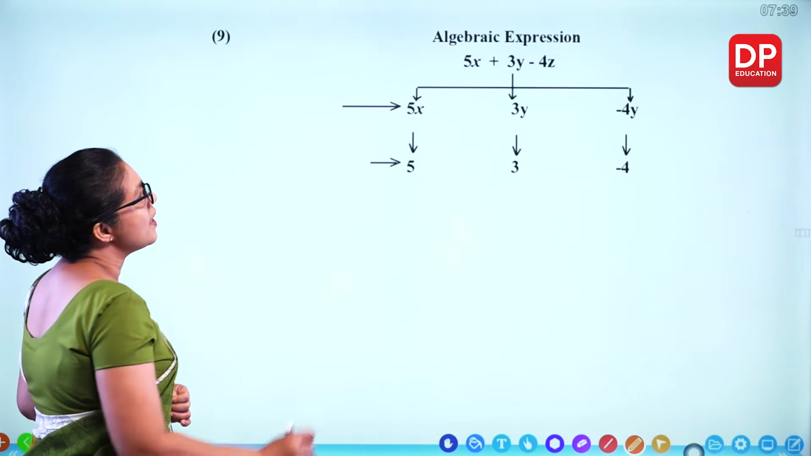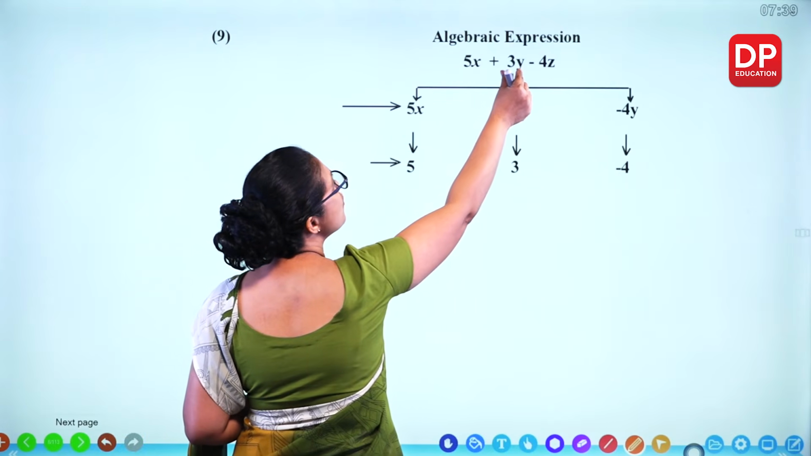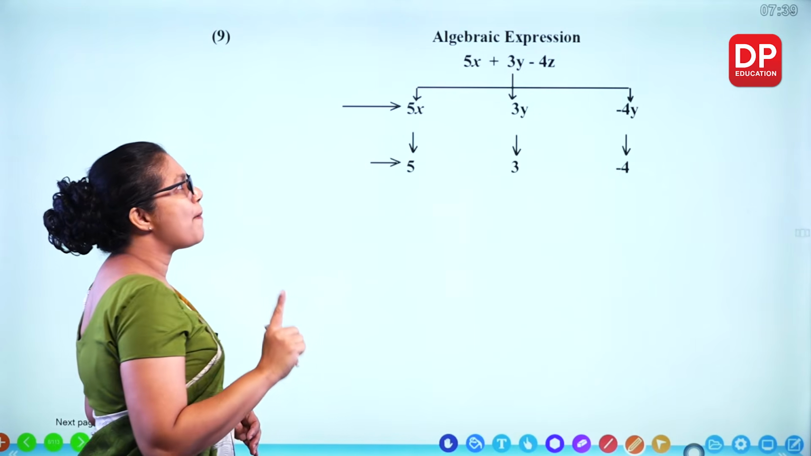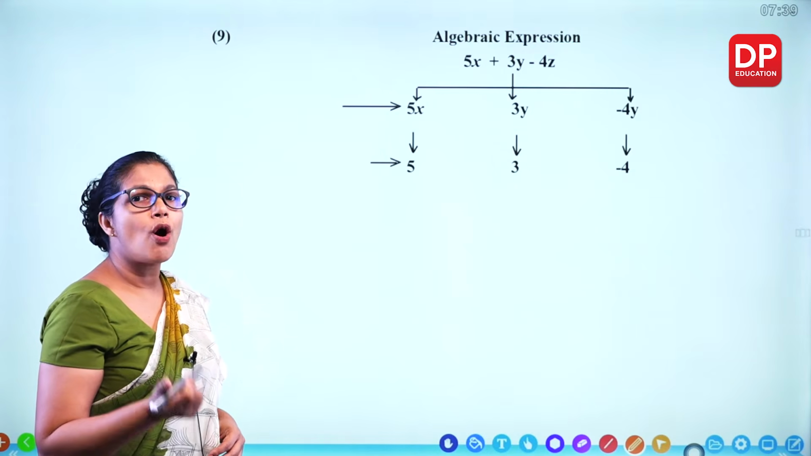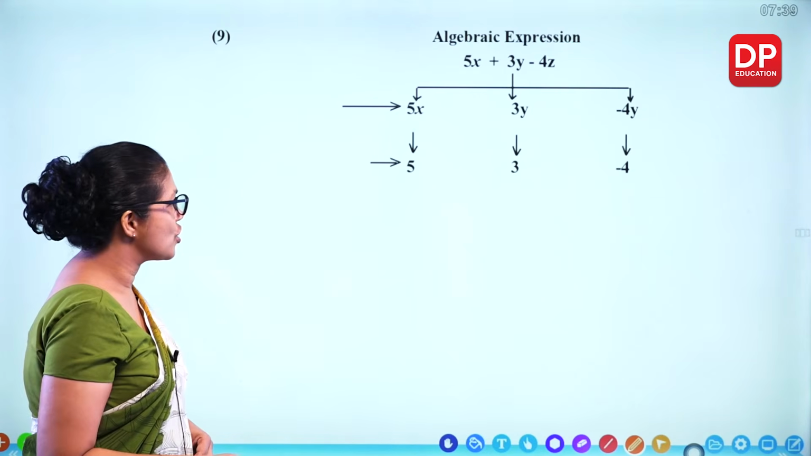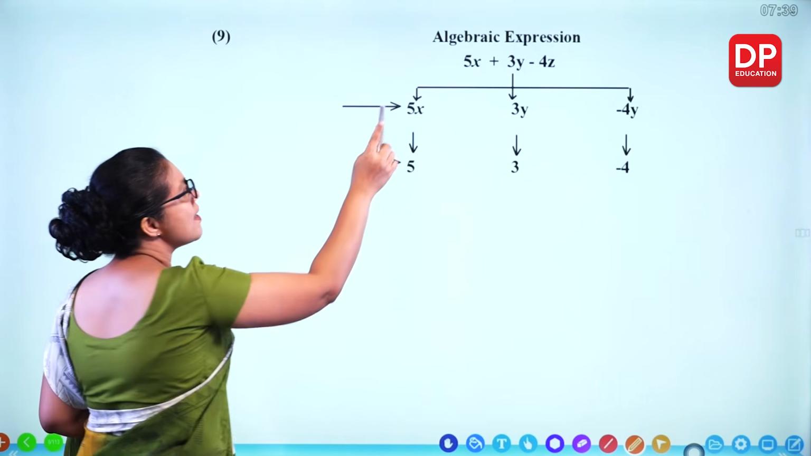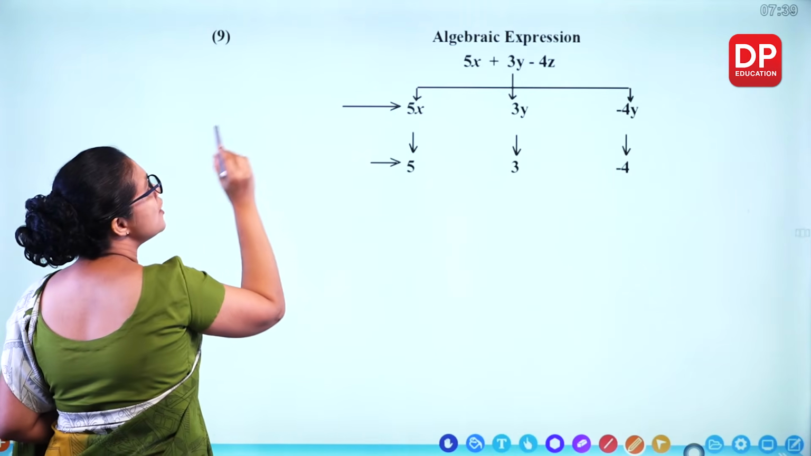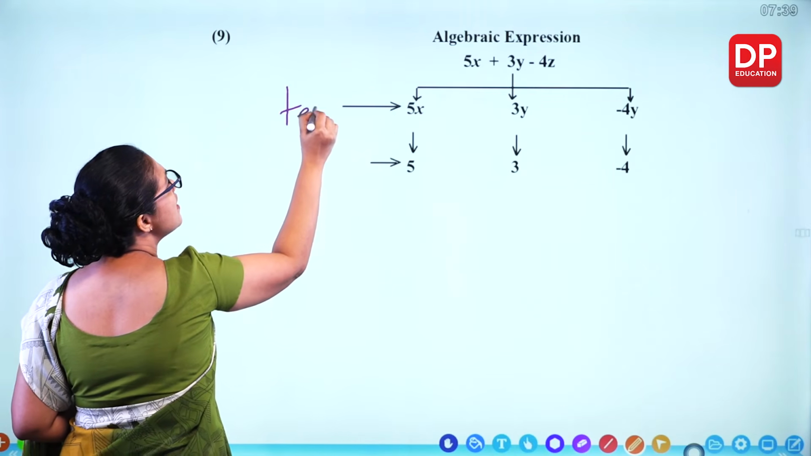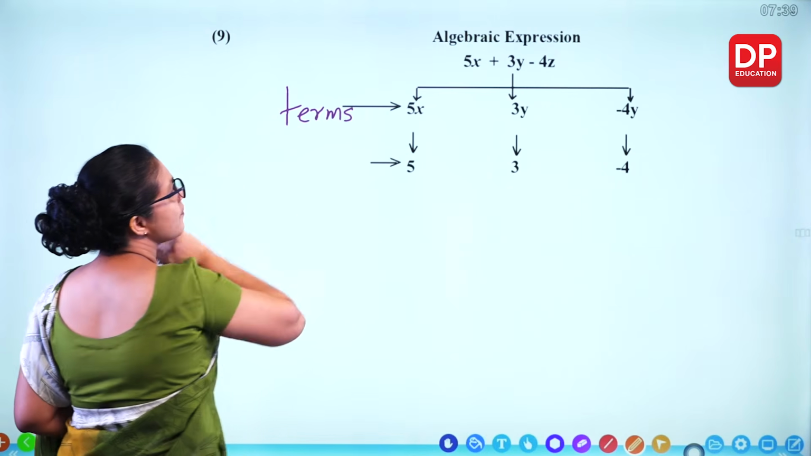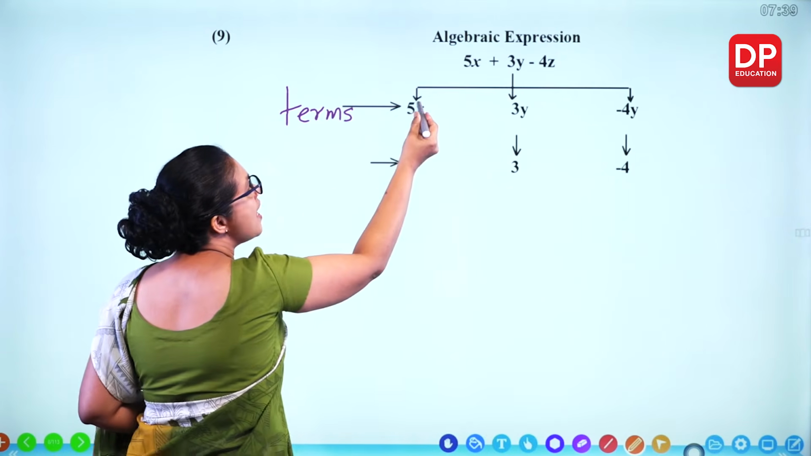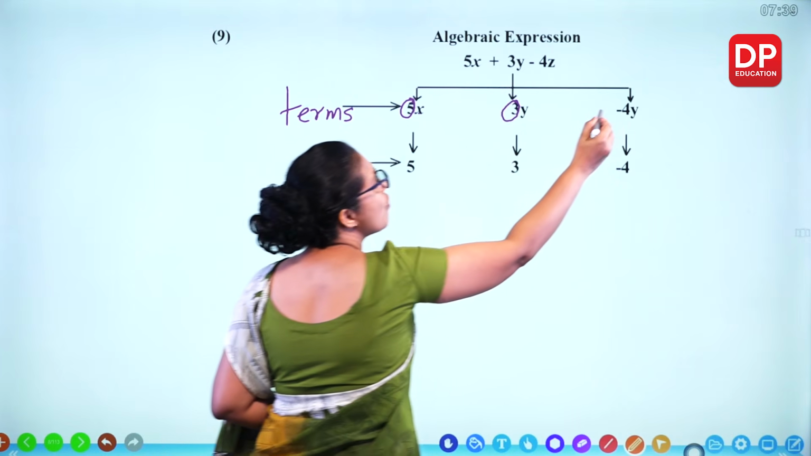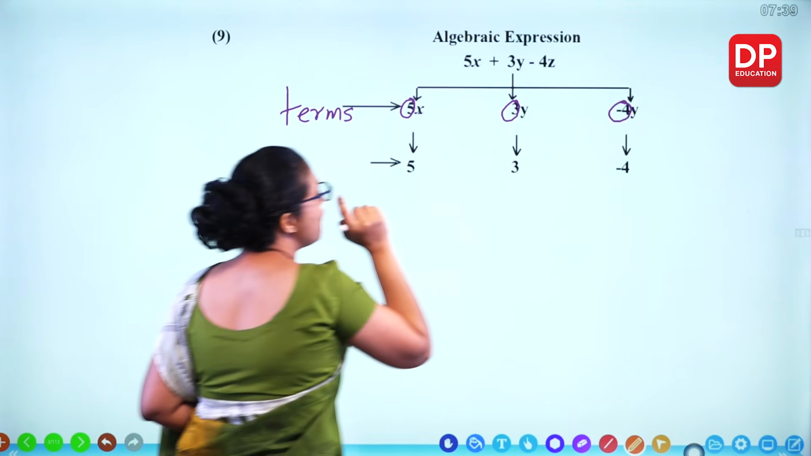Now look at this one, a combination of algebraic terms: 5x plus 3y minus 4z. That's called an algebraic expression. So what are these? 5x, 3y and minus 4z are the algebraic terms. And what about this one? The number in front of the letter. What do you call that? Coefficients.